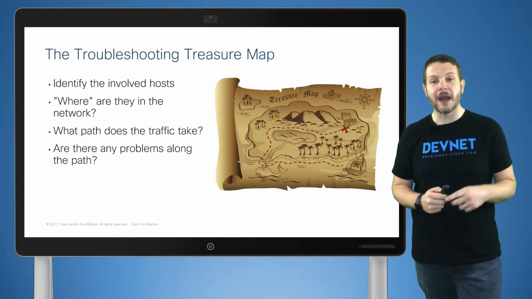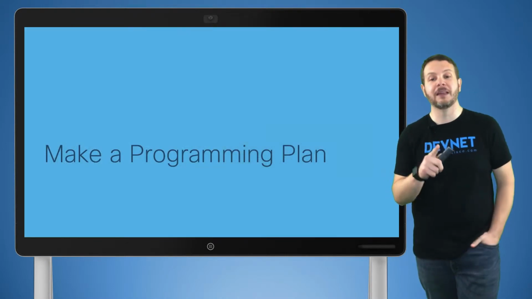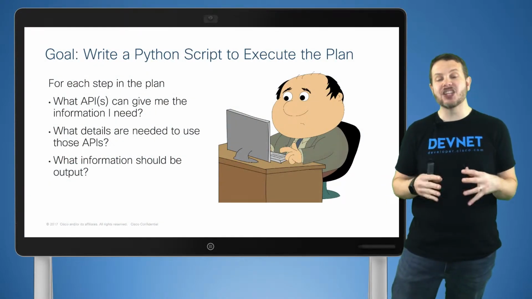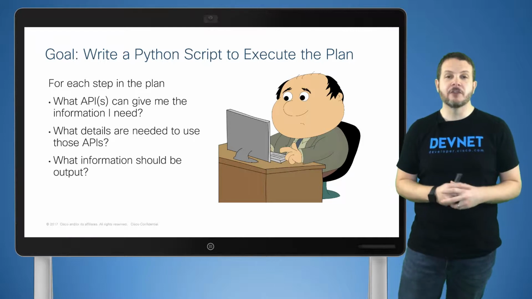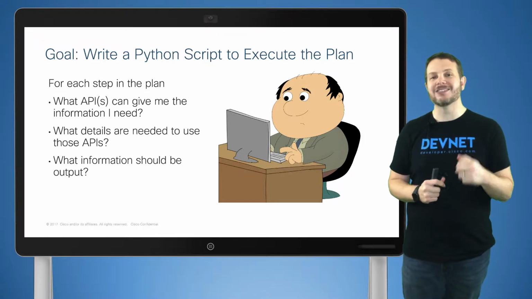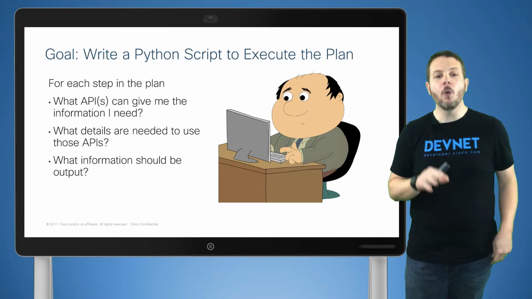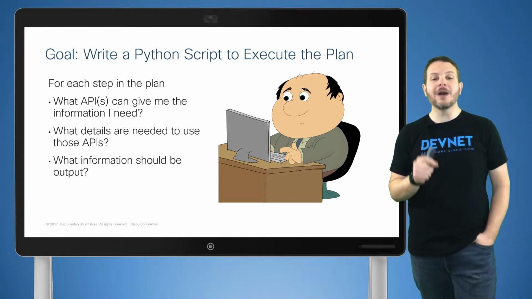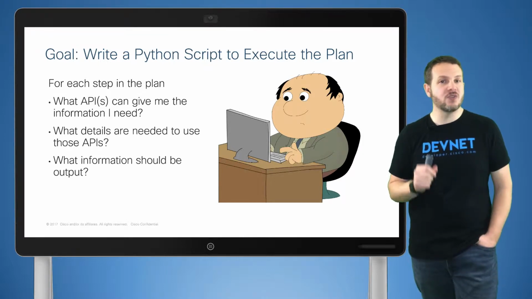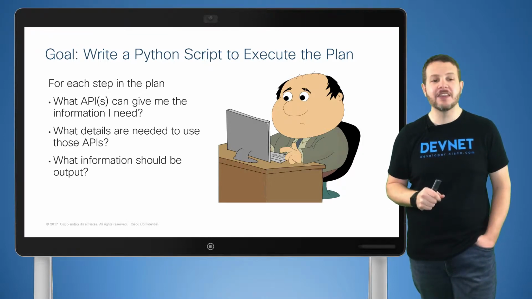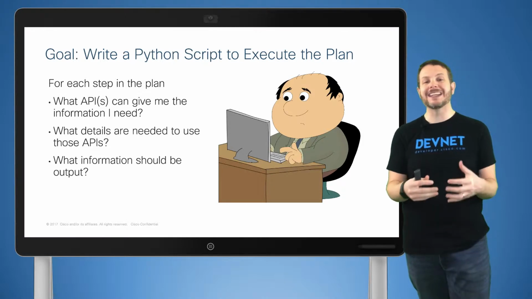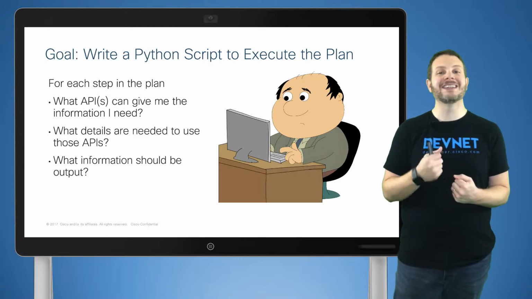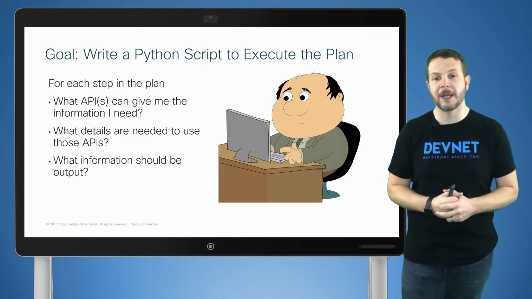We take our treasure map and we begin to make our programming plan. Now, our goal is to create a Python script to execute the plan we just talked about. For every step along the way, we need to ask ourselves a few questions. First, what API can give me the information I need? Next, what details do I need to use that API? And then finally, what information am I going to get back from that API that I can leverage, either directly or to pass to the next step along our troubleshooting plan?